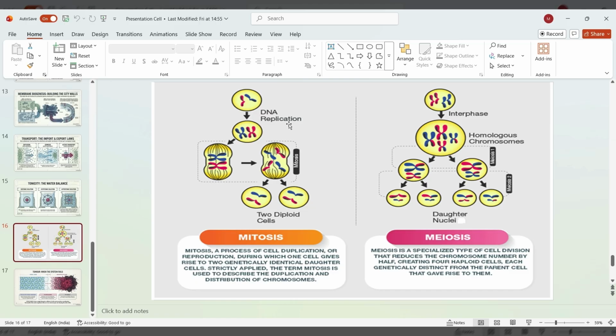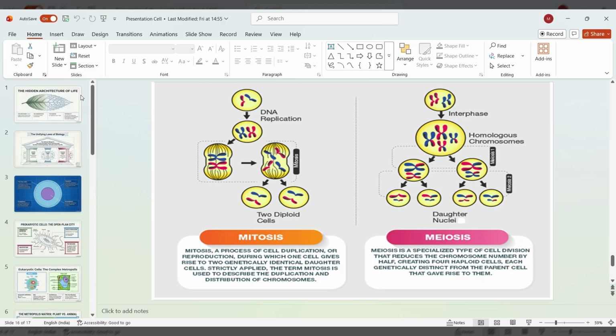The number of chromosomes is 46 in the case of mitosis, and in the case of meiosis it gets reduced to 23, or reduced to half. So that's all about the quick explanation of the cell.